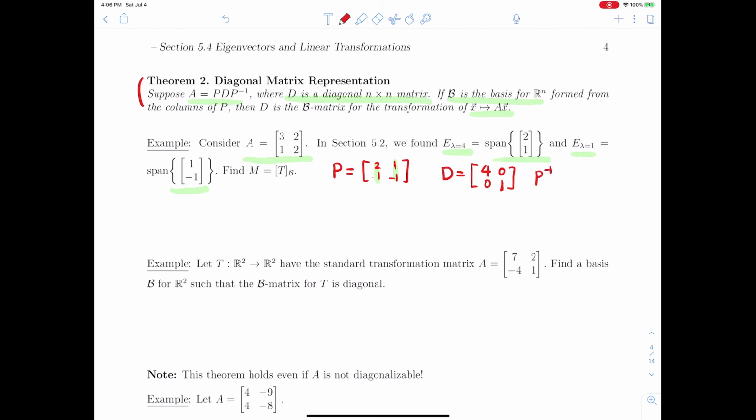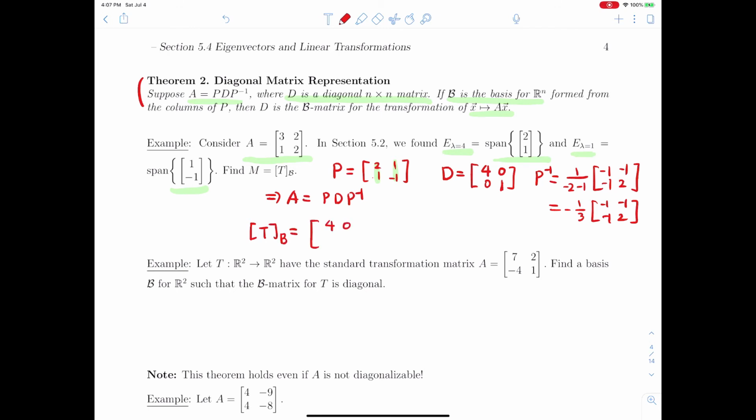Then we have P inverse equals 1 over the determinant, which is negative 2 minus 1, times the adjugate, which is negative 1, negative 1, negative 1, 2. This gives you negative 1/3, negative 1/3, negative 1/3, 2/3. Then we have A equals P D P inverse. Then we can conclude that the B-coordinate matrix for T equals the diagonal matrix, which is given by 4, 0, 0, and 1.